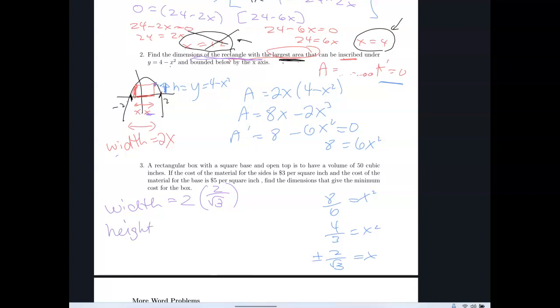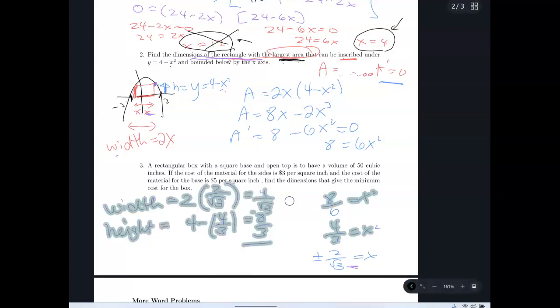The height is going to be the y value, right? So I plug this x value in here, so I'd get 4 minus this quantity squared, and I just subtract off 4/3, right? I guess I didn't finish this, so I get 12 minus 4, so 8/3. So this is 4 root 3, and there would be 8/3. All right, so that's the largest area rectangle that fits inscribed.